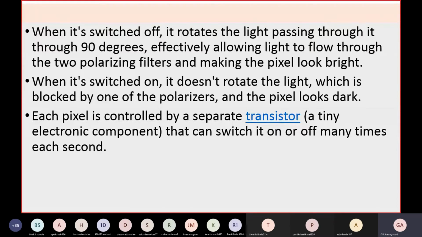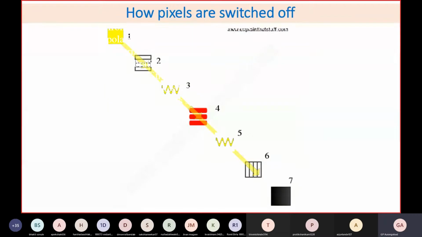Now, how this switching on and off is made, the simple operation of this LCD can better be understood from this particular figure. Let us see how pixels are switched off. As I said, there can be thousands of pixels on your screen. Let us say I want to make all pixels off. Obviously, there will be dark at the front side of your LCD panel.